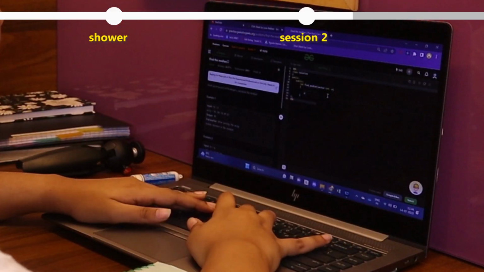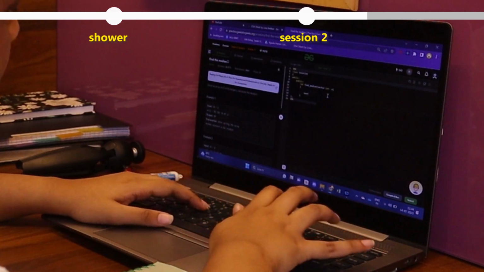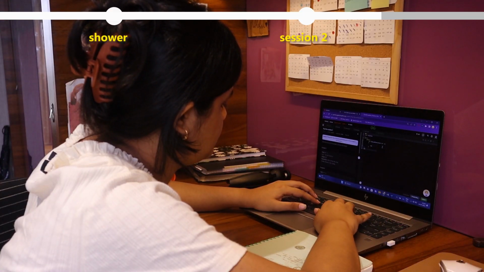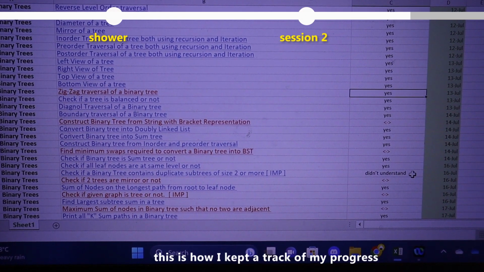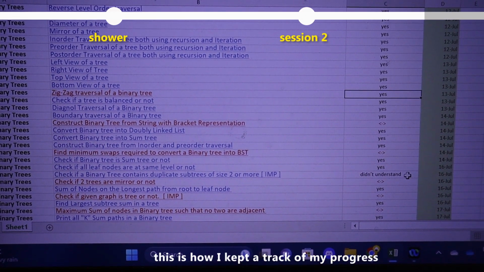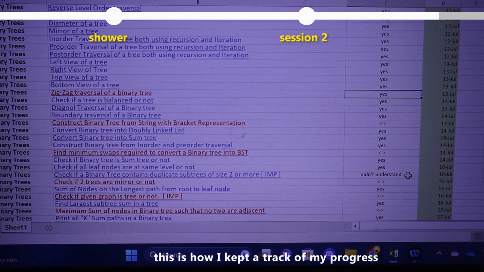And topics which were very dreadful for me were backtracking, dynamic programming, and also graphs. Graphs eventually got easy, but initially it was very terrifying for me.